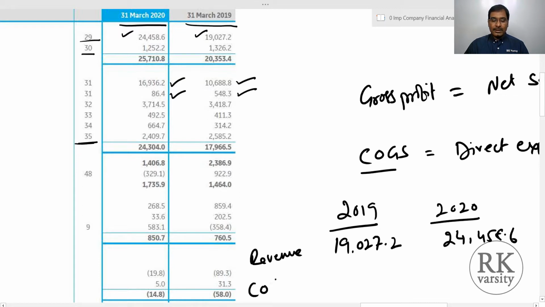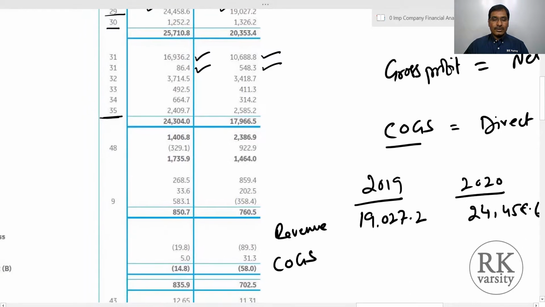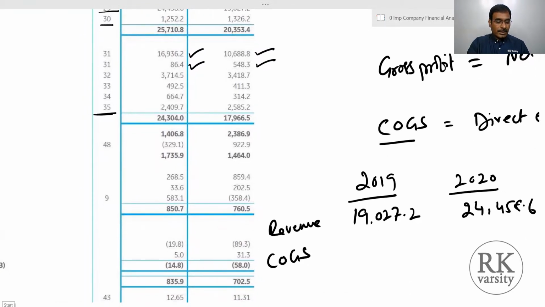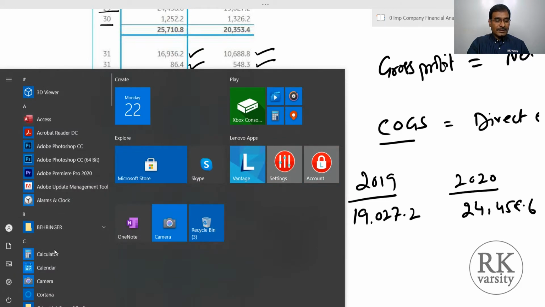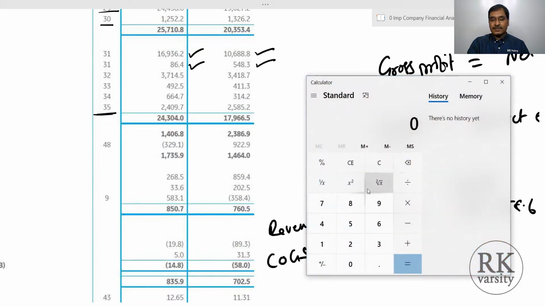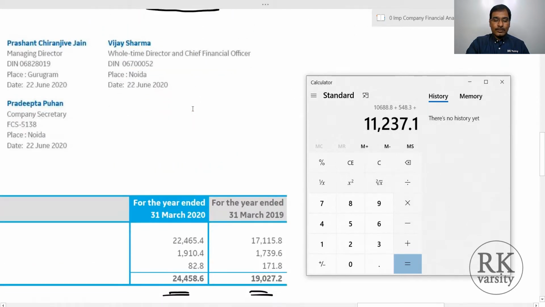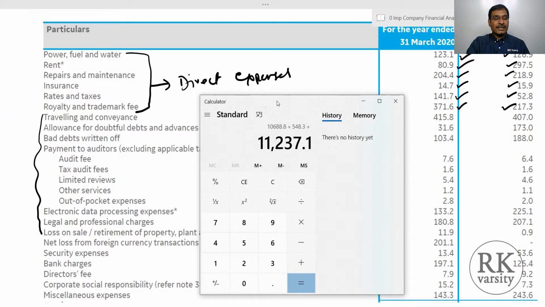Next we need to calculate our cost of goods sold. To get our cost of goods sold, we use a calculator and then calculate all the direct expenses, that is sum of direct expenses. So here for 2019 values are 10,688.8. This is towards use of raw materials. Then this plus 548.3, this is towards work in process. Plus we slowly move up, and from other expenses we take all the direct expenses, that is for power and fuel, rent, repairs, insurance, rates and taxes, royalty.